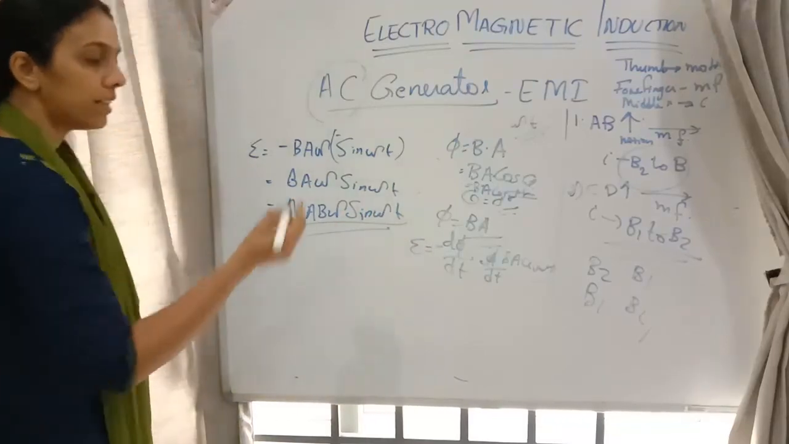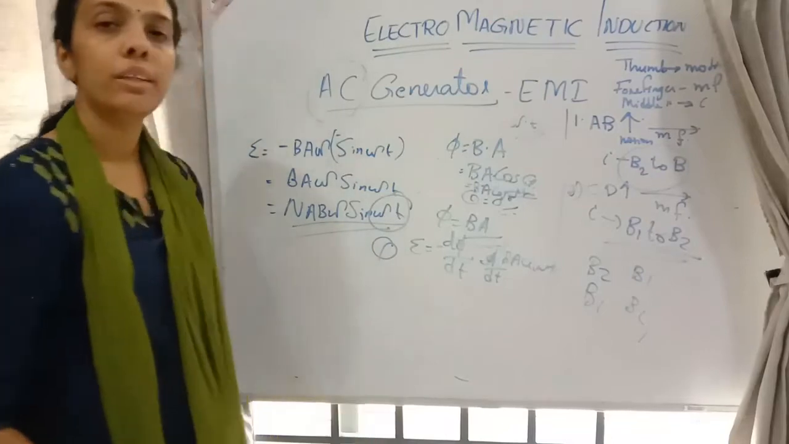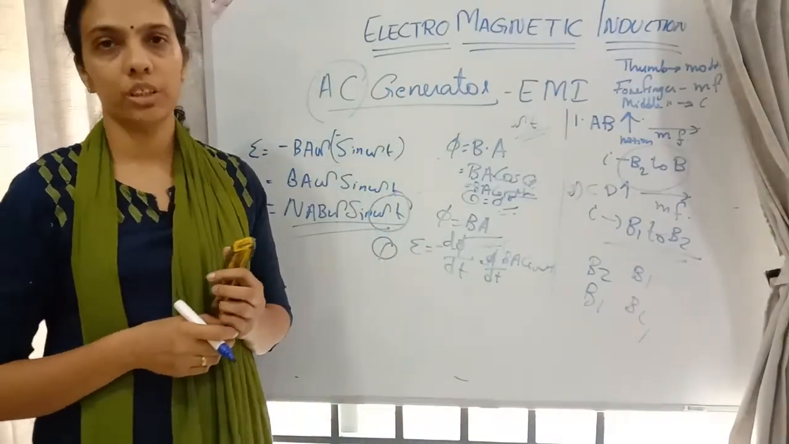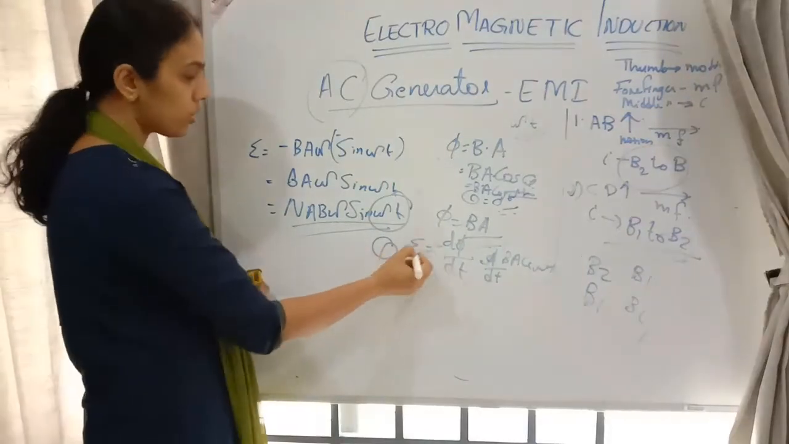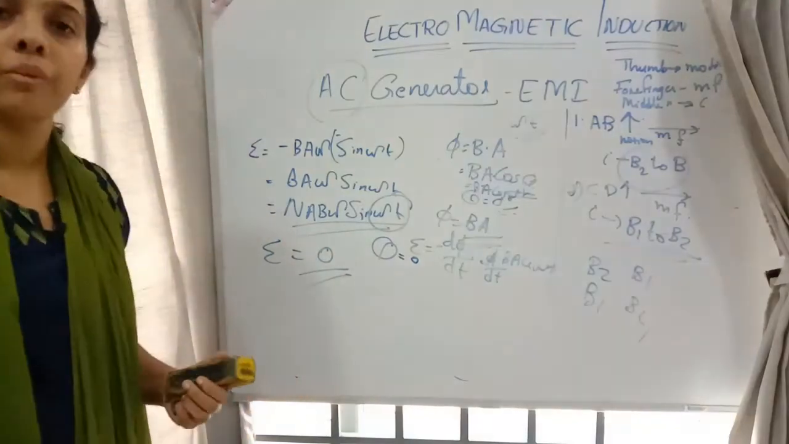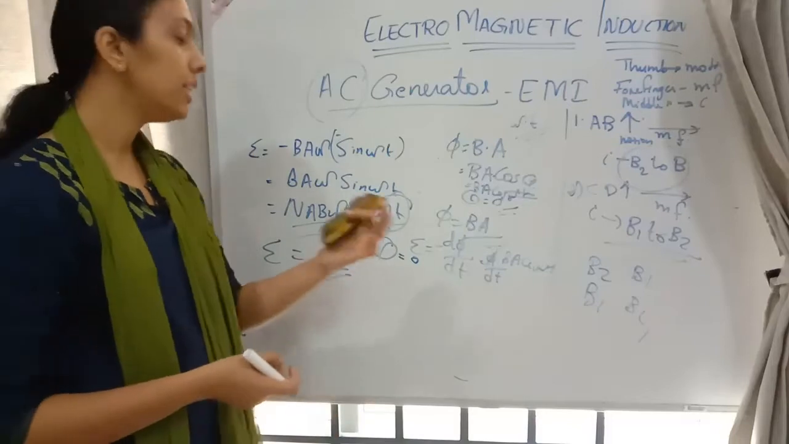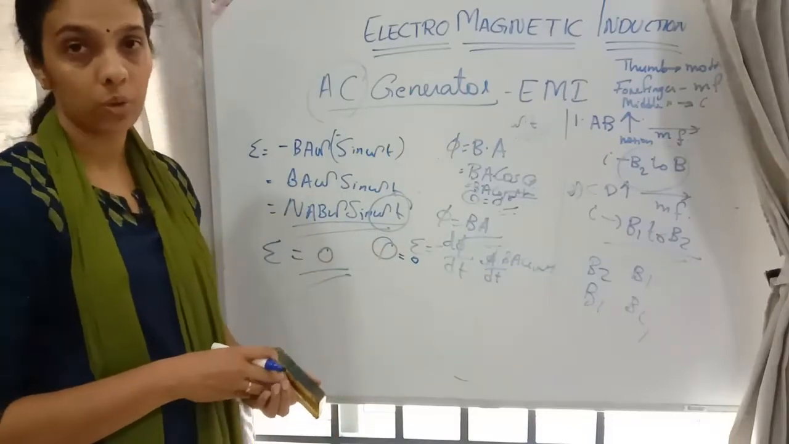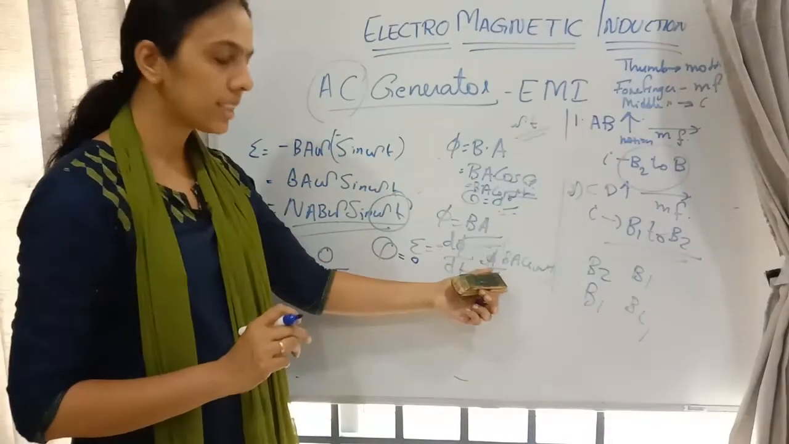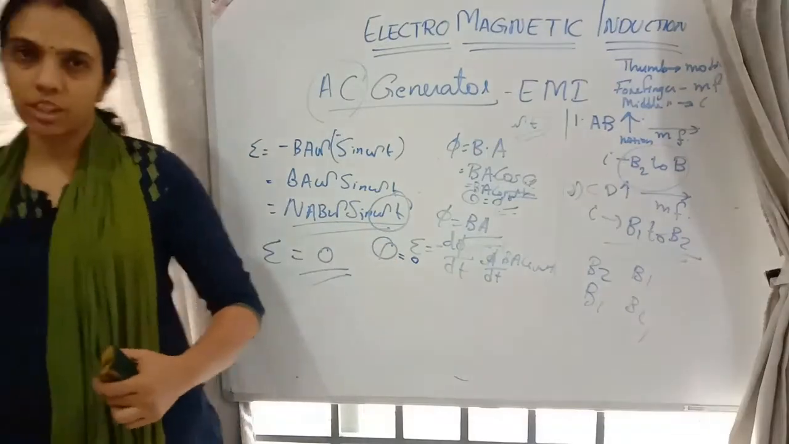Now again, omega t is theta, right? So if A and B are parallel to each other, what will be theta? Theta is equal to 0. What will be the EMF induced? The EMF induced will be 0. So the current also will be equal to 0. The EMF induced will be equal to 0 if both are parallel to each other. Maximum flux it is producing, but the EMF is zero.